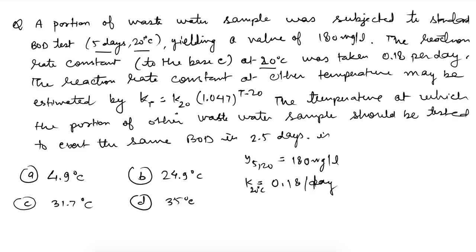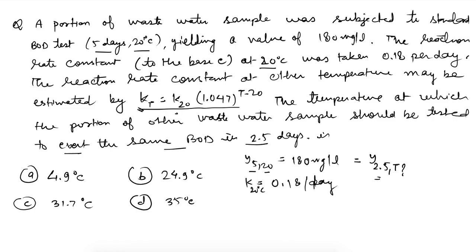After that it says the reaction rate constant at any other temperature may be estimated by this formula. You should always remember this, as it may not be given in the question. The question asks the temperature at which the portion of another wastewater sample should be tested to exert the same BOD in 2.5 days. So this BOD is at 5 days, 20 degrees Celsius. Now it is saying that in 2.5 days we want the same BOD. So what should be the temperature for this? This is what it is asking.